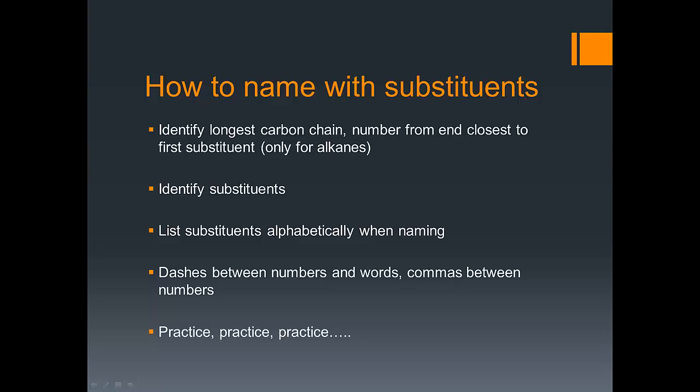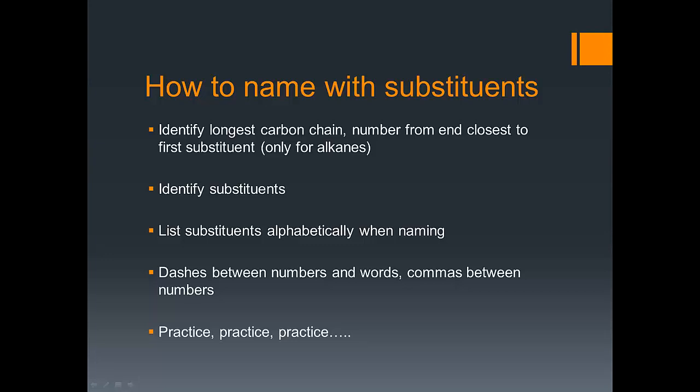We need to identify the substituents and decide what they're called. Then when we name, we list the substituents alphabetically. We put dashes between numbers and words and commas between numbers. And the best way to learn is just to practice these examples, because there are little tricks to it and little situations that arise where you really need to have experienced the situation in order to know what to do when you're naming. So practice these. That's going to be your best bet.